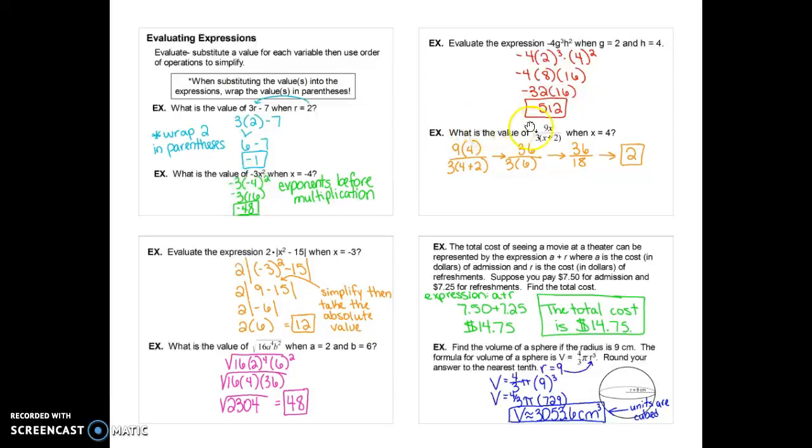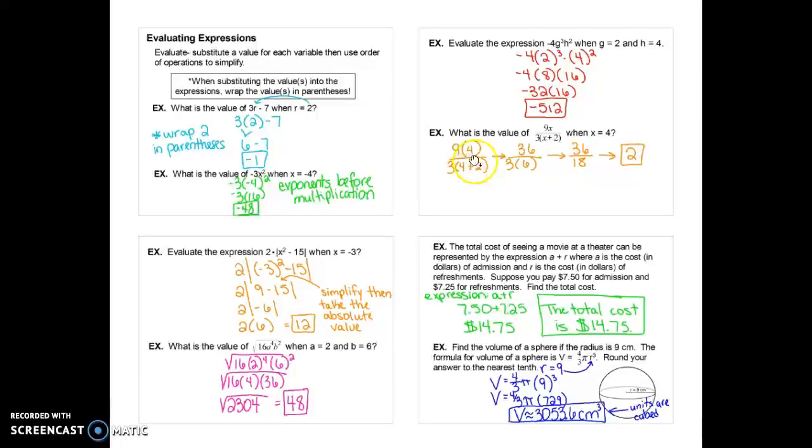Now another example, what is the value of, and we have a fraction here for this expression. So we have 9x divided by 3 times the quantity of x plus 2. I want to evaluate that for when x equals 4. So all that means is everywhere I see an x, I'm going to replace it with a value of 4. Again, I'm going to wrap that in parentheses every time. So I have 9 times 4 divided by 3 times the quantity of 4 plus 2. So I just replaced each one of these x values with my new value of 4.